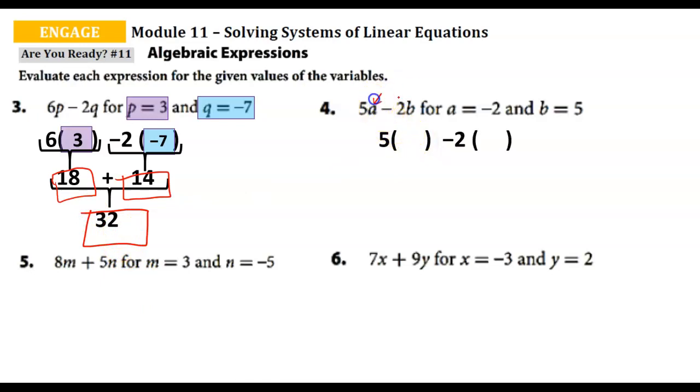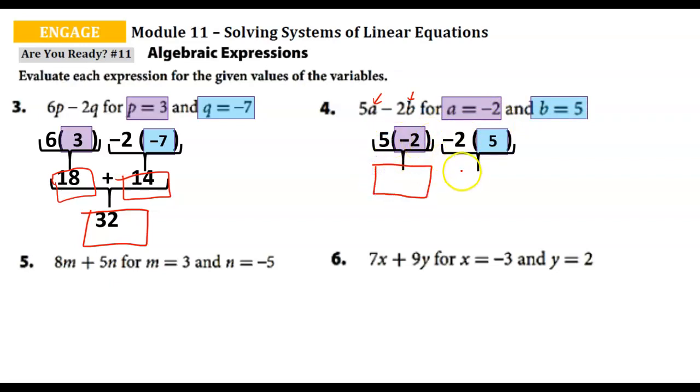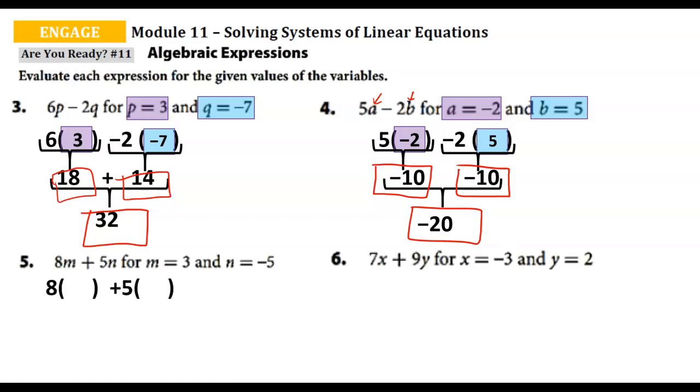Again, we're going to replace the letters A and B with the numbers they tell us to use. We're going to plug those in. And again, we're going to work these out. So 5 times -2 and -2 times 5. Pause and do that now. And unpause. Hopefully you found the following. And let's go ahead and put those two together. What's -10 and a -10 put together? -20. All right.